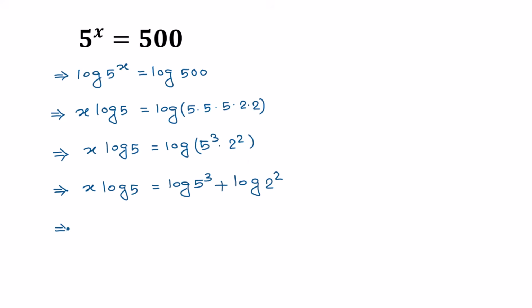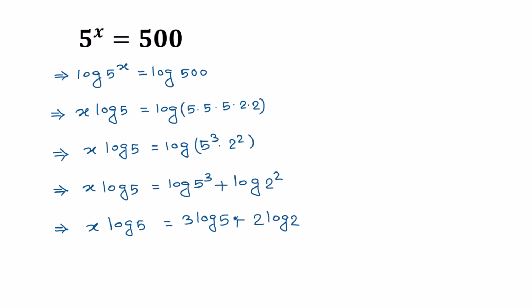Left side x times log of 5 is equal to, again applying the formula log a to the power b is equal to b times log of a, we will get 3 times log of 5 plus, similarly applying the same formula, we will get 2 times log of 2.